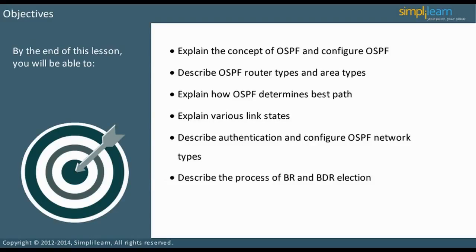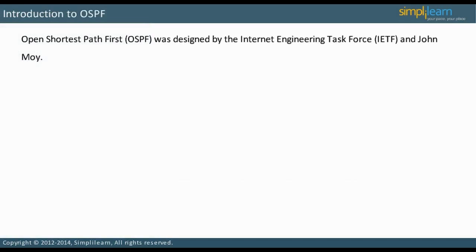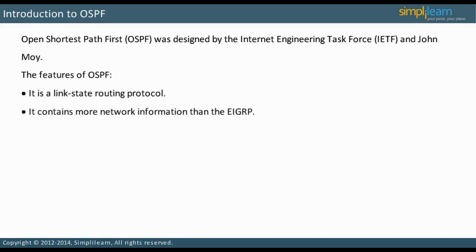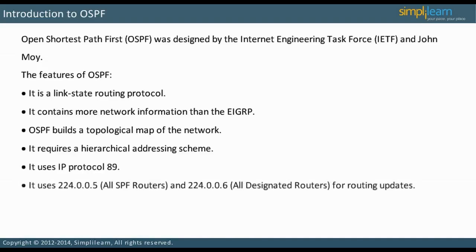Let us start our discussion of OSPF version 2 for IPv4. OSPF was designed by the Internet Engineering Task Force, IETF, and John Moy. It is a link state routing protocol. It has more information about the network than EIGRP. OSPF builds a topological map of the network. For OSPF, a hierarchical addressing scheme is required. It uses IP protocol 89.